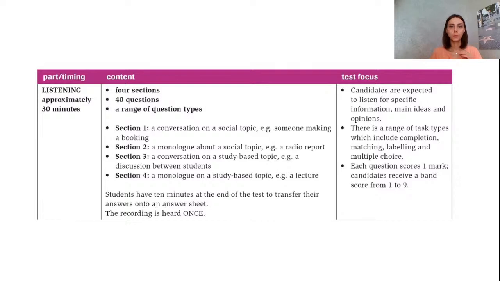Before we actually do this mock test, I'd like to give you a few guidelines. Just before we start, maybe you are new to IELTS and you aren't familiar with it. Just a moment. Yeah, so just a few recommendations for you.